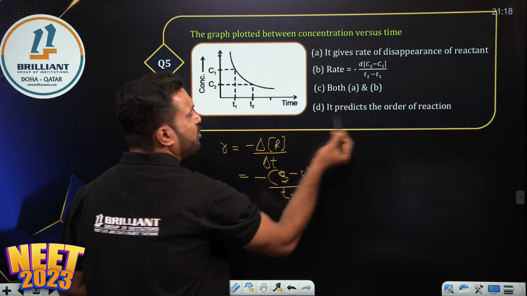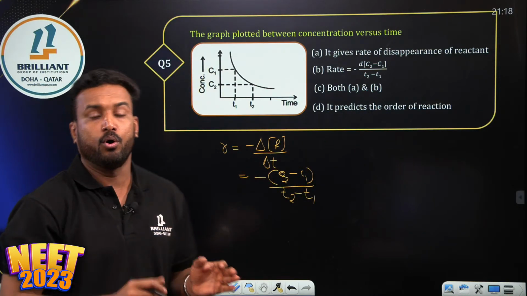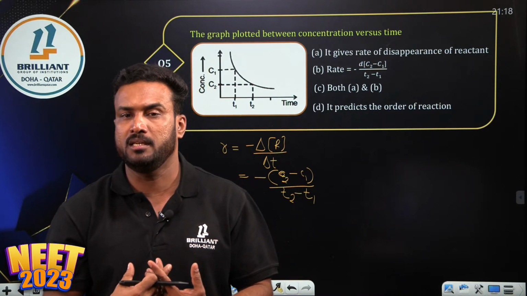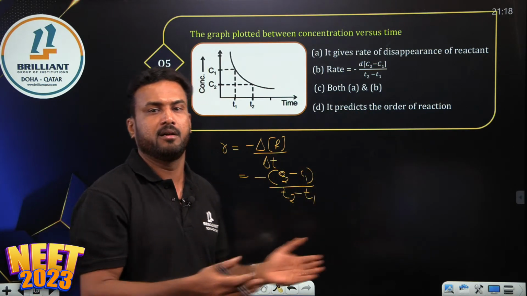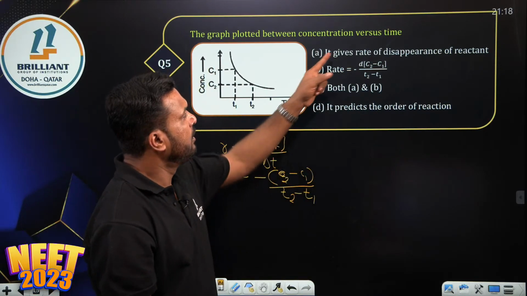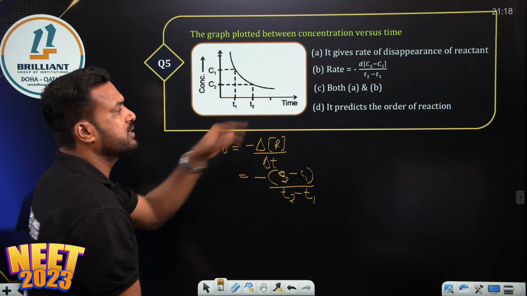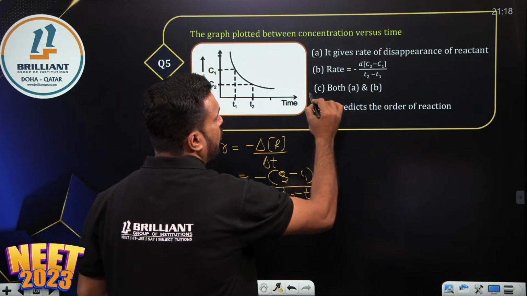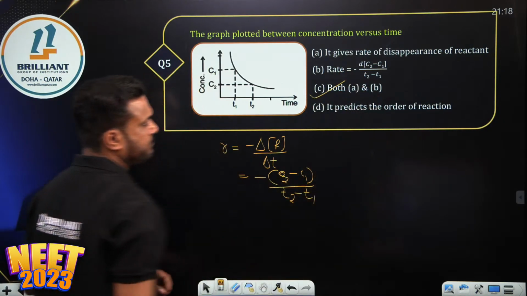It predicts the order of the reaction? Never. Order is an experimentally determined quantity. From the plot or graph, we cannot find out or predict the order of reaction. So the first one and second one are correct. So both A and B are correct. So the right option is C.